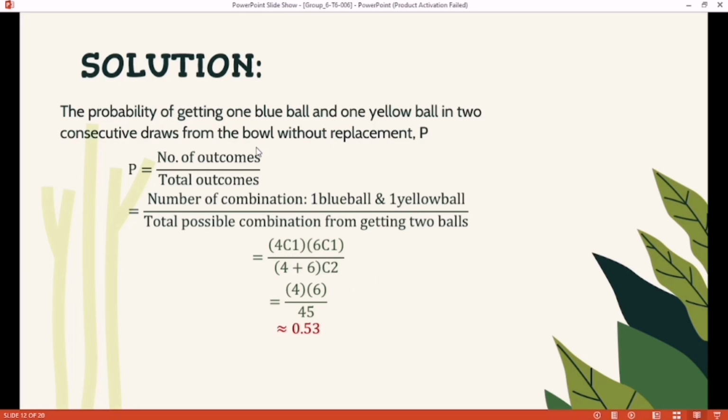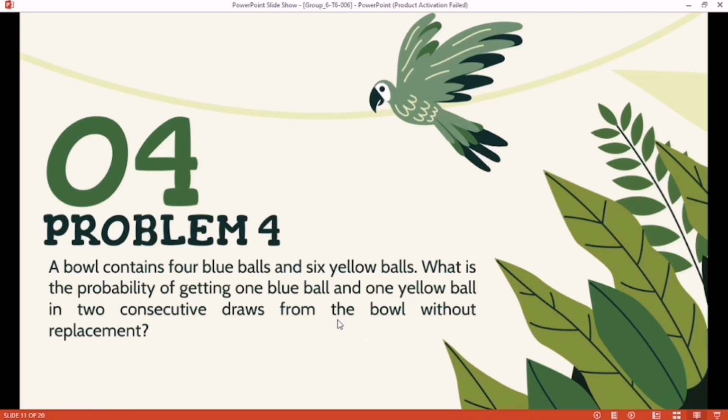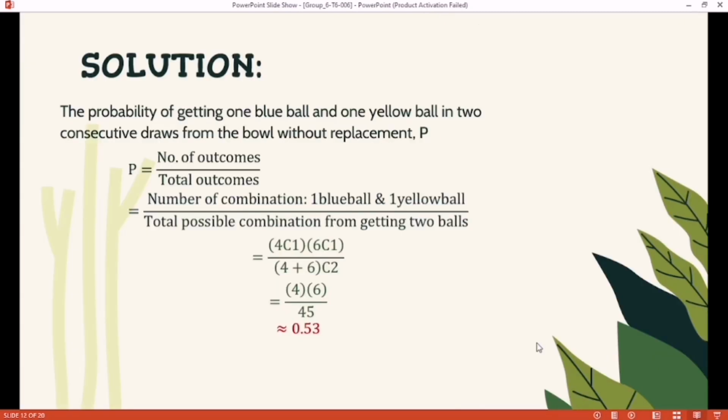So in this problem, the requirement is to get 1 blue ball only. In the question, there are 4 blue balls, and out of the 4 balls you can only choose 1. So 4C1, or 4 combination of 1, times 6C1, because there are 6 yellow balls in the problem. 4 combination of 1 is just 4, and 6 combination of 1 is just 6. And 10, or 4 plus 6, combination of 2 is just 45.